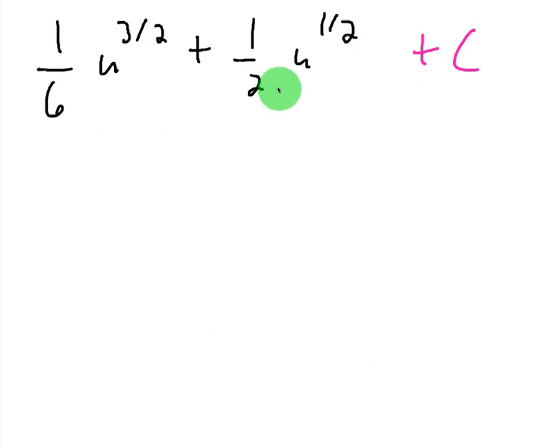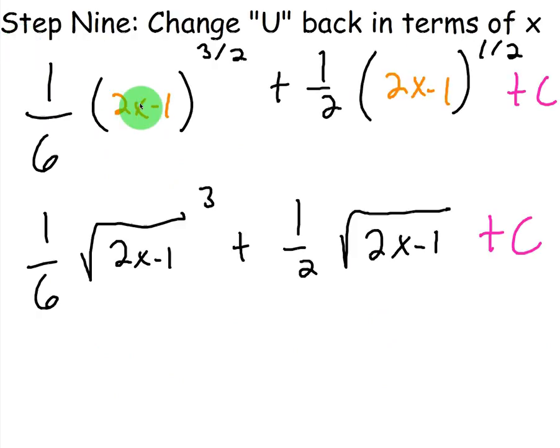Okay, and then finally we can just substitute whatever u is equal to in terms of x. We said u is equal to 2x minus 1. And then that is going to be your antiderivative. You can check by taking the derivative, and you will get the original.